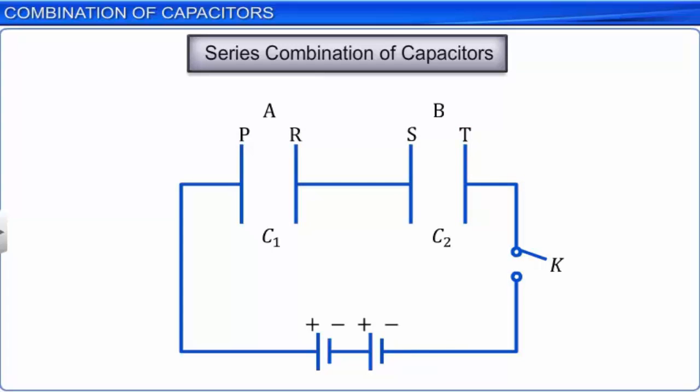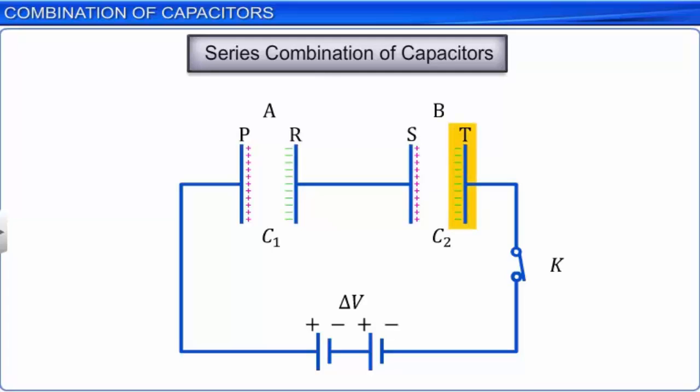This type of combination of capacitors is called a series combination of capacitors. Let a potential difference delta V be applied across this combination by the battery. When the key is closed and the battery is connected to the combination of the capacitors, electrons are transferred out of the plate P of capacitor A and onto the plate T of capacitor B. Electrons are negatively charged and hence a negative charge is accumulated over the plate T.